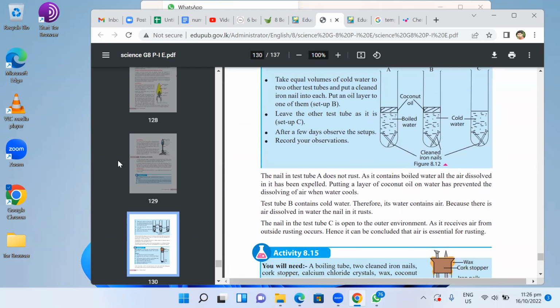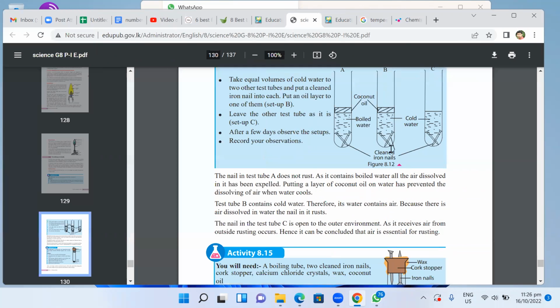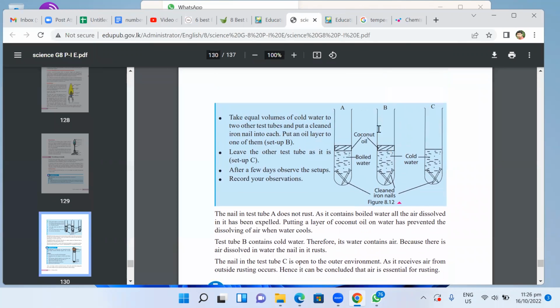Okay, here in this experiment, please refer to this experiment. Here in this experiment, we are using 3 test tubes. Actually, there is a coconut oil layer here and here, and boiled water is placed in this one and this one. Coconut oil, boiled water, and here boiled water, here cold water.